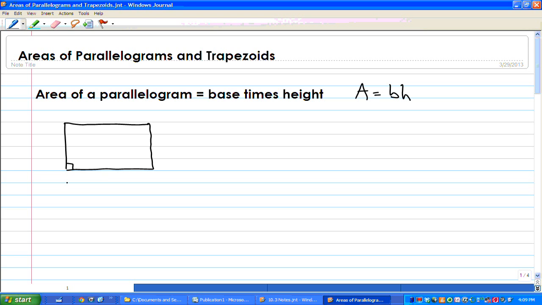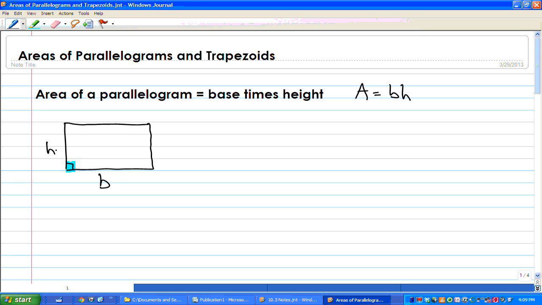So if I look here, let's say I called this down here the base. The height is going to be the perpendicular distance from the base to the other side. So this is my height. Now when we think about a rectangle, we always say, well, that's length times width. Well, here, the length we call base, and the width we call height. It's the same thing. You're multiplying the two sides here.